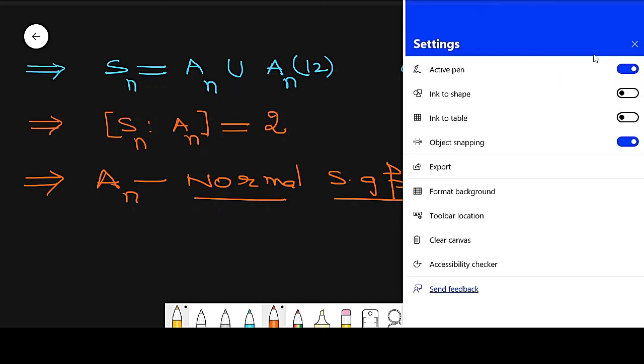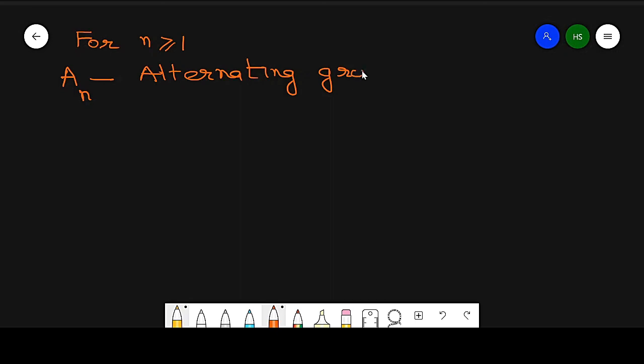Now, what is Sn? Sn is the symmetric group of degree n. So similarly, for n greater than or equal to 1, An is called the alternating group of degree n. So what we proved is that it is normal in Sn with index 2.